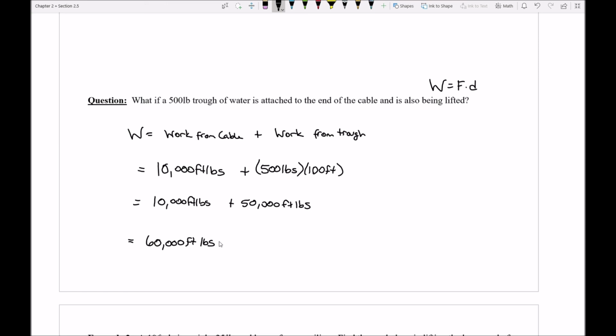So hopefully you can see here that by adding something to the end, whether it's a trough or a box or a crate or some other object, it doesn't really change ultimately how I do this sort of calculation.